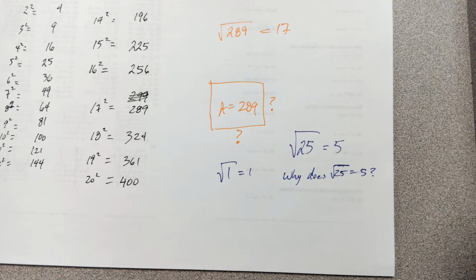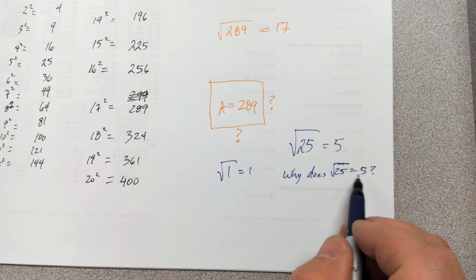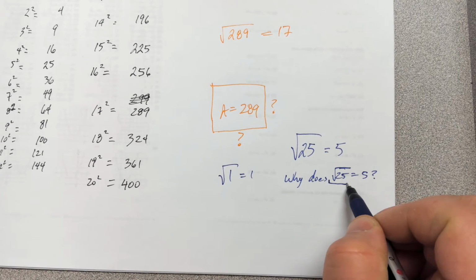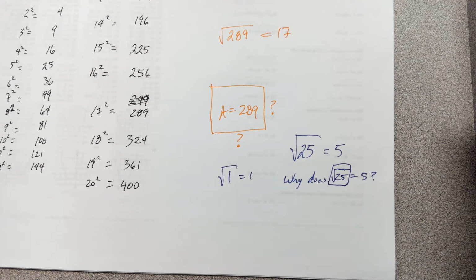Because 5 times 5 is 25, and this is asking what times itself is 25. The answer to that question is 5. This is asking a question, that's all. You have to read it like a question. What times itself is 25?